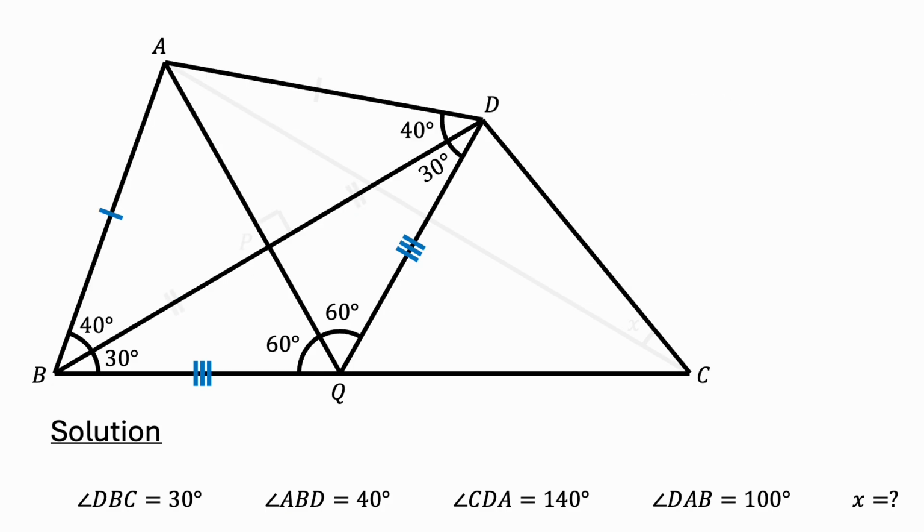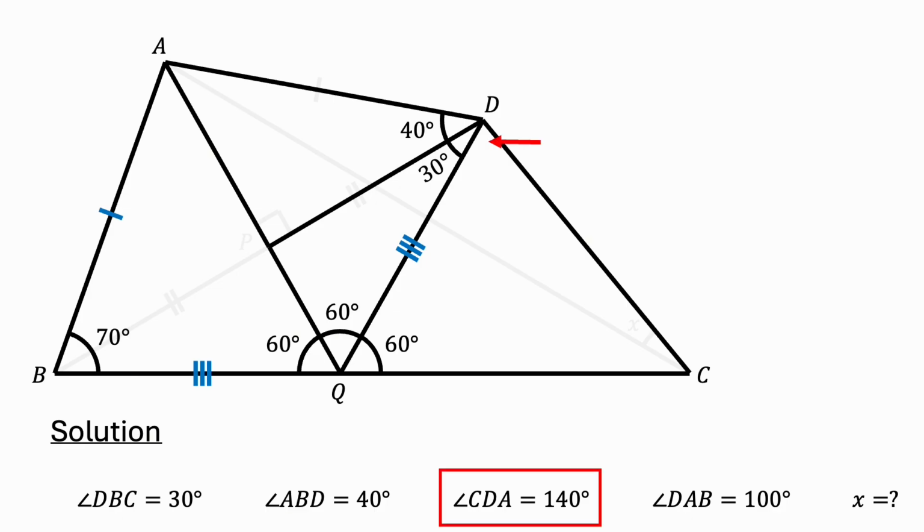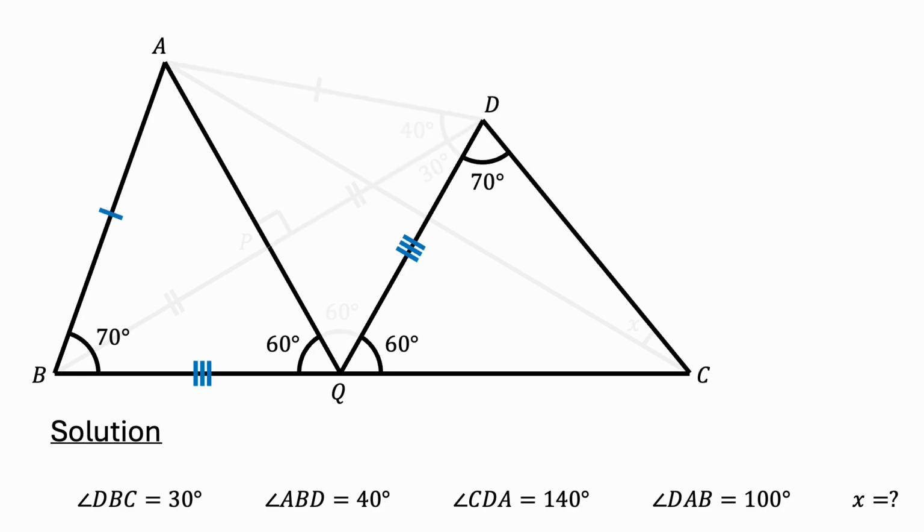Next, consider this part of the diagram. Angle ABQ equals 40 degrees plus 30 degrees, which equals 70 degrees. Angle DQC equals 180 degrees minus 60 degrees minus 60 degrees, which equals 60 degrees. Since angle CDA equals 140 degrees, angle CDQ equals 140 degrees minus 40 degrees minus 30 degrees, which equals 70 degrees.